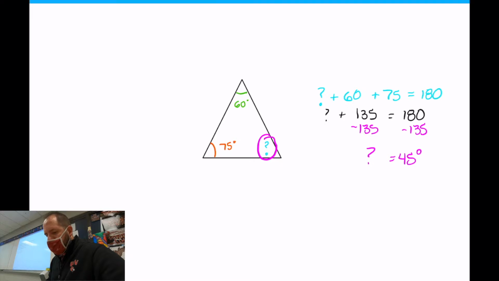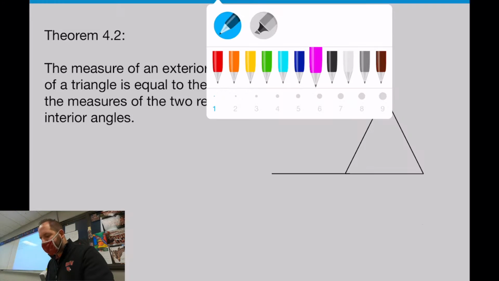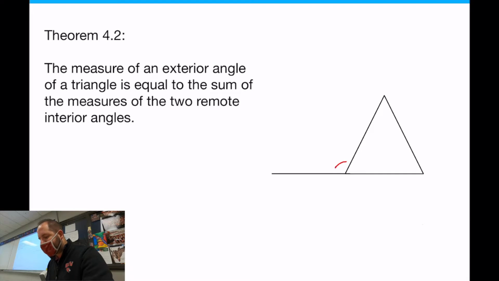All right, Theorem 4.2, this is one we talked about, the remote interior theorem. That's what your book refers to it as. In other textbooks, it's called the exterior angle theorem. Remember, exterior angles are these angles on the outside. This is an exterior angle.